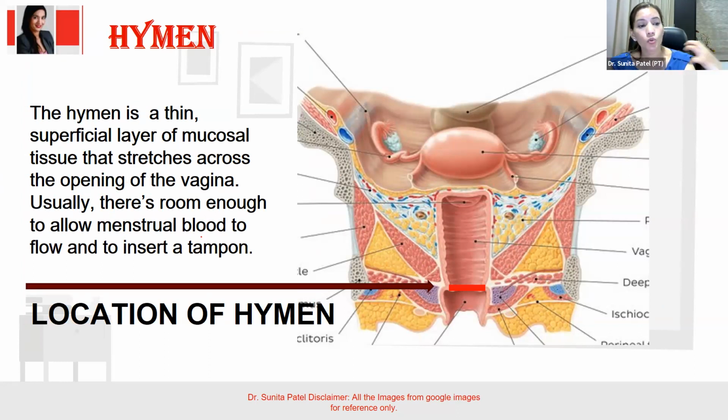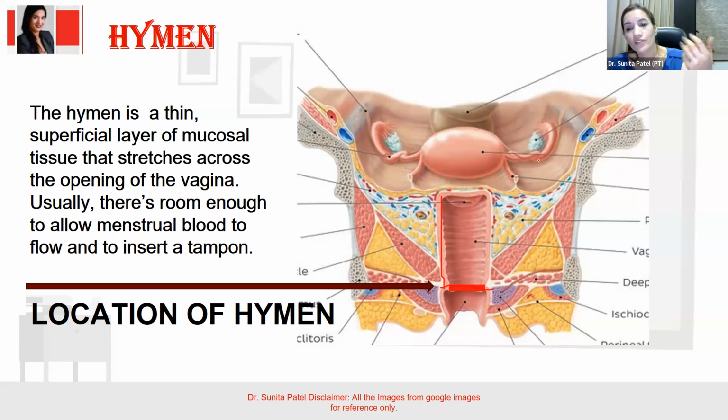Usually there is room enough. So if this is a vaginal cavity, vaginal length, vaginal canal, so long vaginal canal. So into this long vaginal canal, the outer side, just on the door, assume that you have a door of your house. In that door, you have a curtain, one extra curtain. So this hymen is like an extra curtain which is present around the door. So nothing should go inside the vagina and create an infection to vagina or our reproductive system.